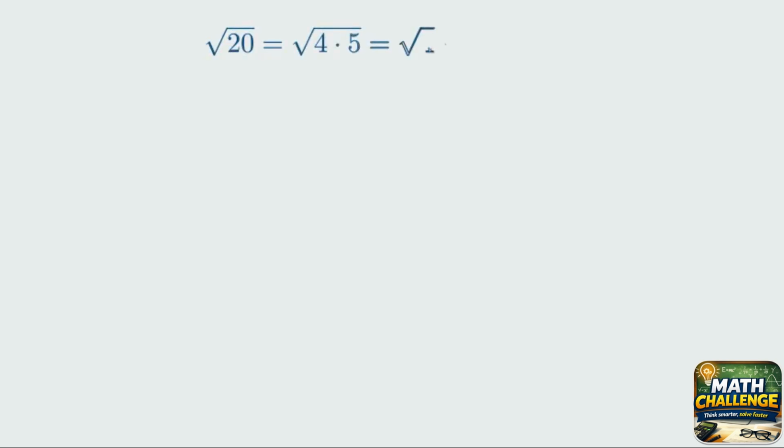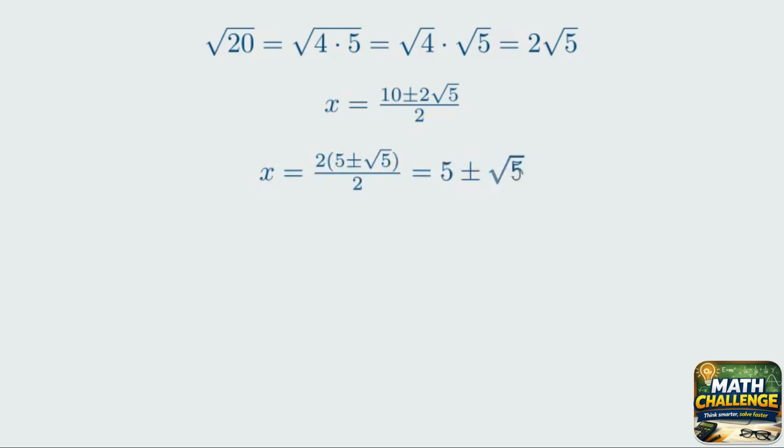Now we can substitute this simplified radical back into our formula for x. This gives us x equals 10 plus or minus 2 times the square root of 5, all divided by 2. Notice that both terms in the numerator, 10 and 2 square root of 5, are divisible by 2. This means we can simplify the entire expression. We can factor out a 2 from the numerator and then cancel it with the 2 in the denominator. This leaves us with our 2 final solutions for x: 5 plus the square root of 5 and 5 minus the square root of 5. We have successfully found the 2 possible values for x.